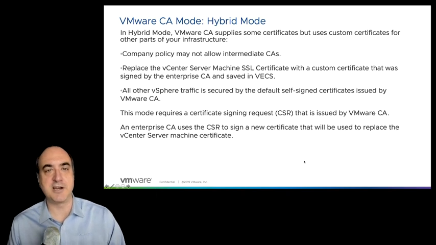So again, this takes care of the types of environments where there are lots of users that might be logging into vCenter and that their systems should trust the vCenter server's machine certificate, right? This requires creating a certificate signing request issued by the VMCA. That certificate signing request will then need to be sent to your enterprise CA, who will then sign it. And then you go ahead and replace the VMware server's machine certificate with this one that was signed by the corporate CA.